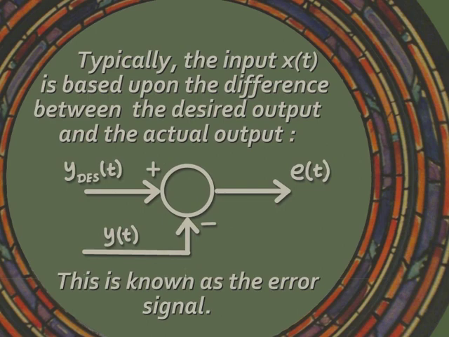One of the main ideas in feedback control is the idea of an error signal. This is the difference between the desired value of the output and the actual value. So e of t would be y desired of t minus y of t. In block diagram form, this is achieved by a summation junction that takes the difference between y desired of t and y of t. The input signal to the system is then adjusted on the basis of this error signal.